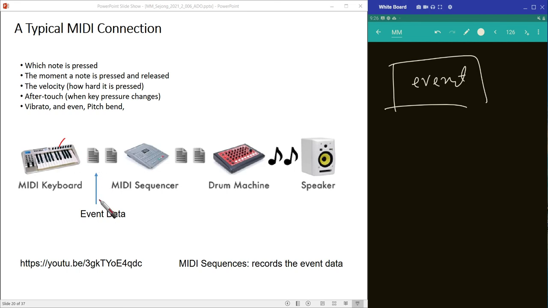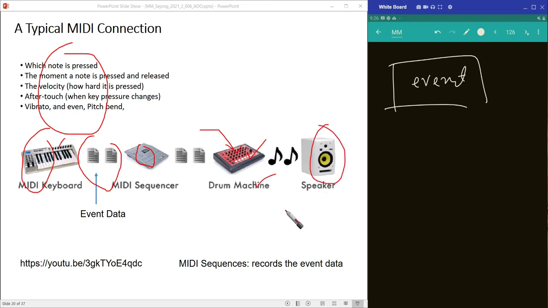Now, this event data goes to a MIDI sequencer. The MIDI sequencer records this event data, and then it can reshape, reformat, or send the recorded data to some other instrument. Let's say this instrument also understands MIDI data. Accordingly, by software, you can now play this drum machine. Even though you are playing a keyboard, your software can generate the drum machine. Definitely the sound will be a drum machine sound, but the player was actually playing a keyboard.